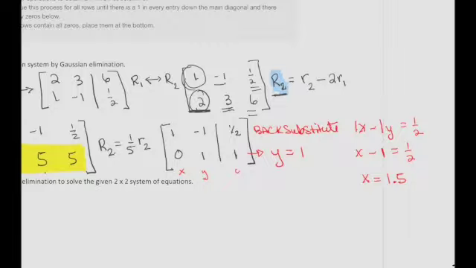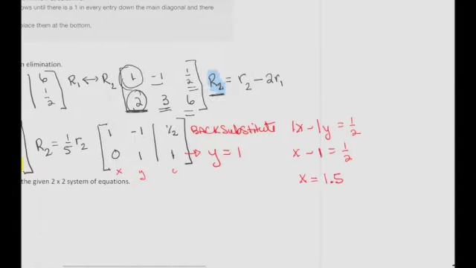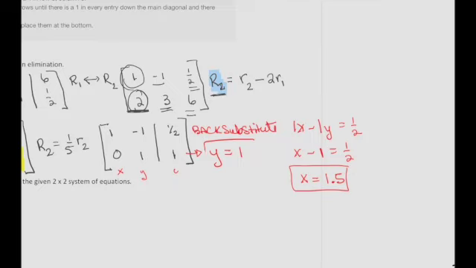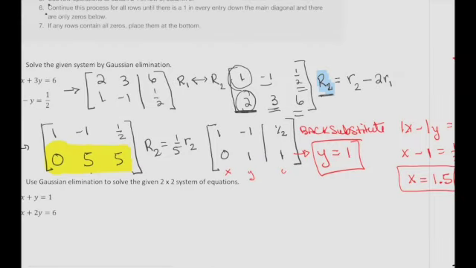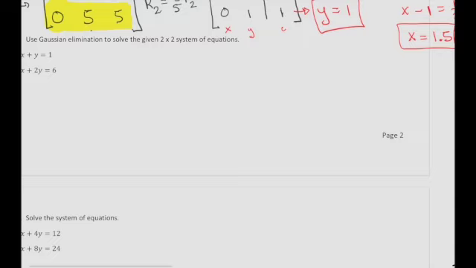So I used Gaussian elimination to solve for x and y. I now know that the solution to this system is x is 1.5 and y is 1. Or the solution as a coordinate point, right? These are both lines on a plane. So the solution is (1.5, 1). If I were to graph these, I would find that that's where they intersect. Okay? We're going to practice it again. Feel free to pause the video and try it on your own. Okay?